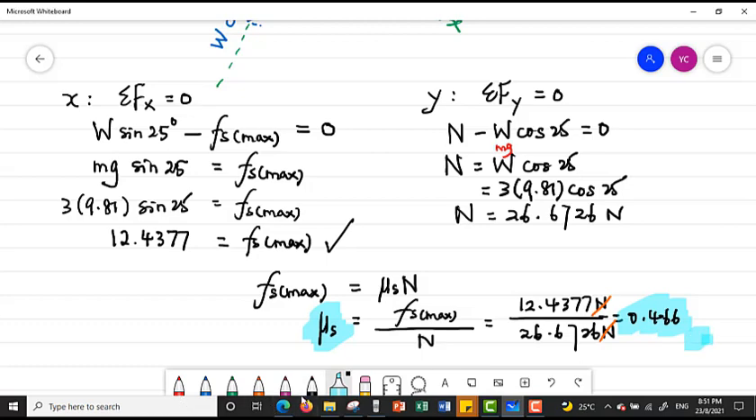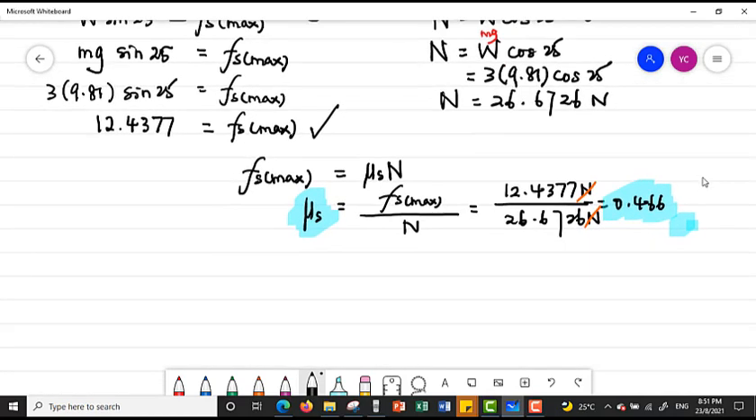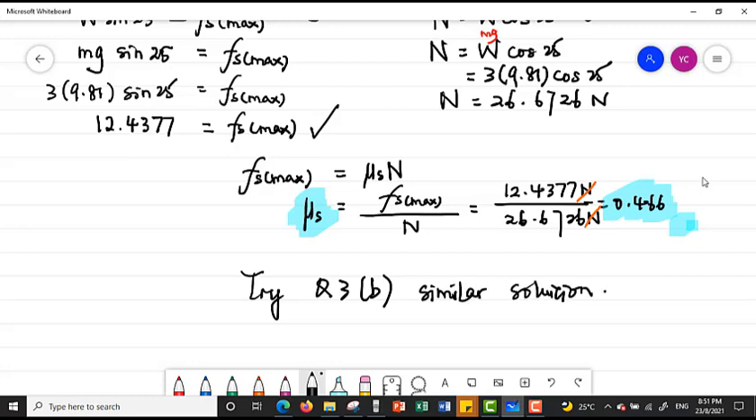Okay. So you might try the similar questions. Take some time. So you try question 3B, which have the quite similar solution step. Okay, you can try question 3B.